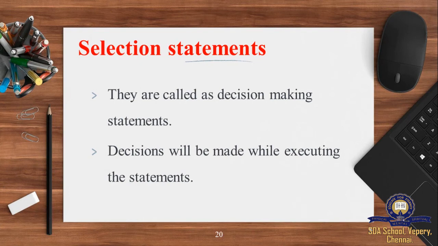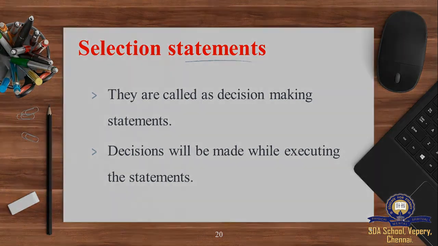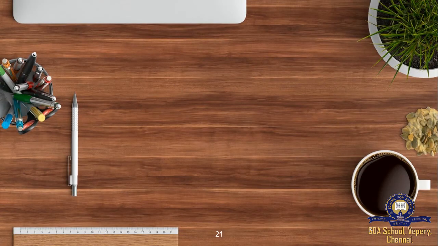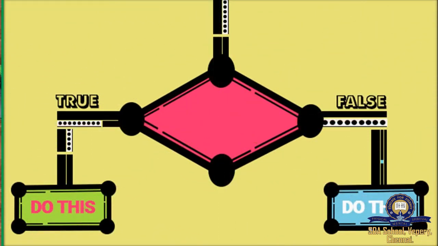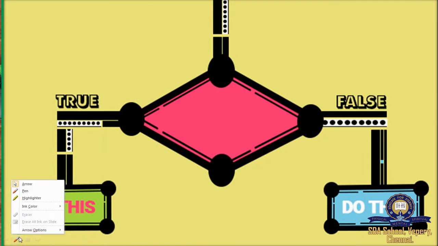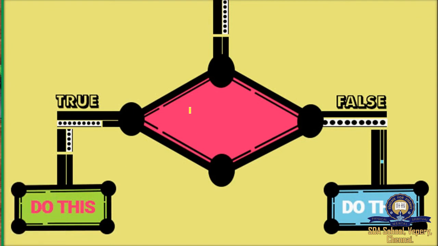So the same way here, you will be deciding whether this or that. That is called selection statements. Now here, look at this example. If you write a condition here, you will be writing some condition, whether A is greater than or less than B. Based on the condition, you will be writing whether this or that.